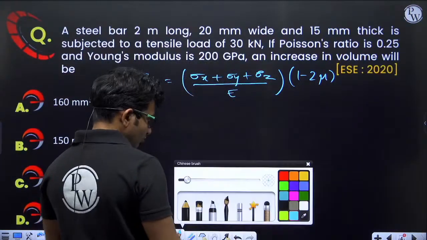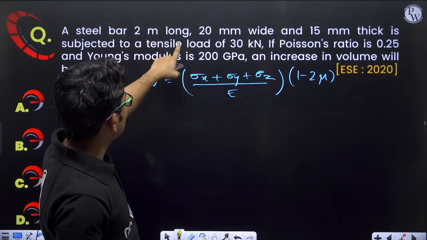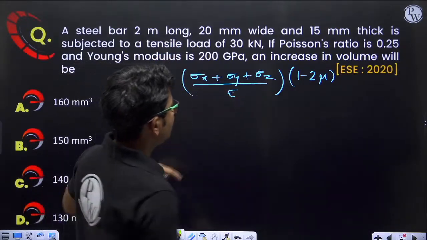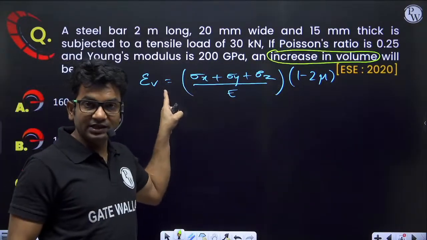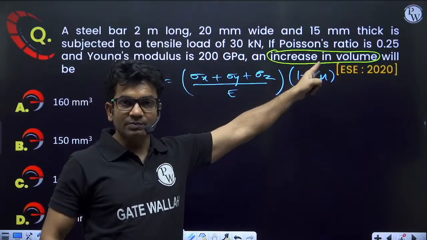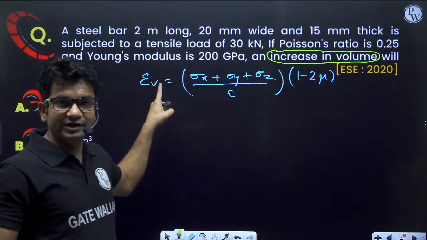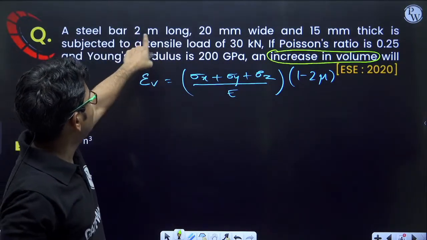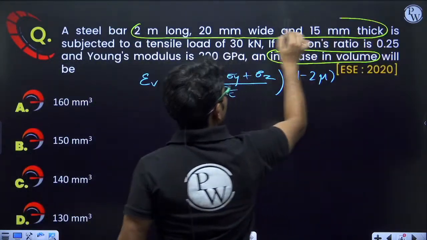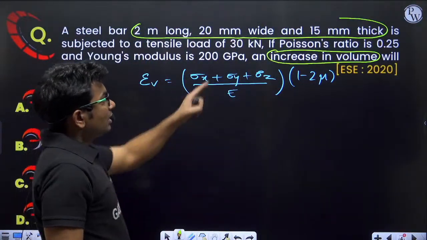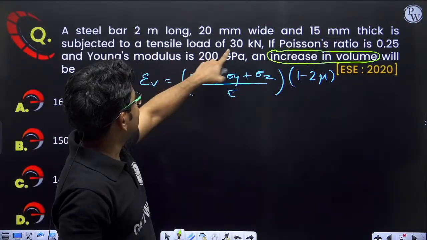So let us see what is given in the question. 2 meter long, increase in volume. First we will find the volumetric strain, and then we will multiply it by the actual volume of the material. Then we will get the increase in volume. So first let us find the volumetric strain. The given dimensions will be used to calculate the volume. It is subjected to a tensile load of 30 kilonewton.